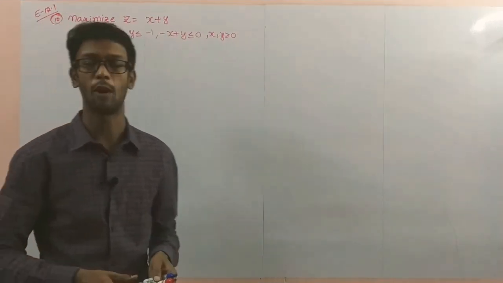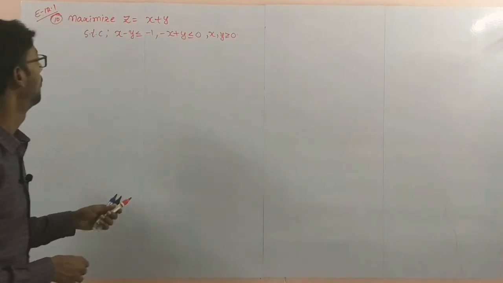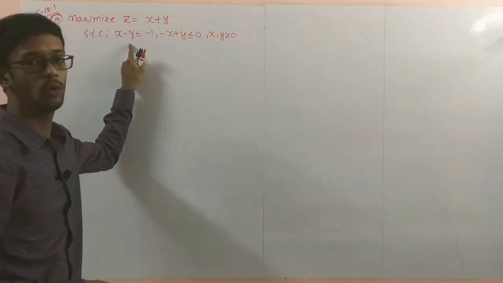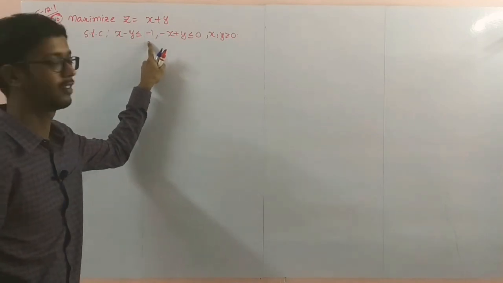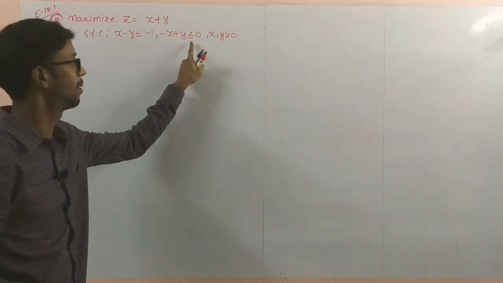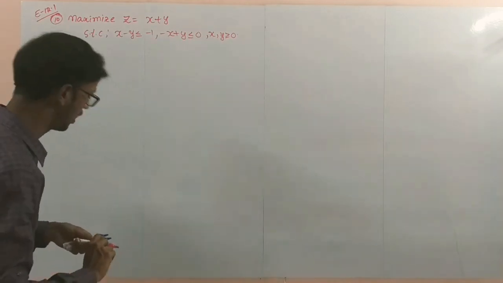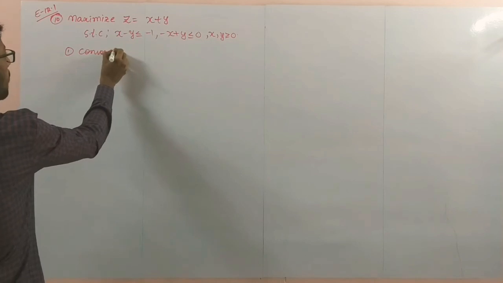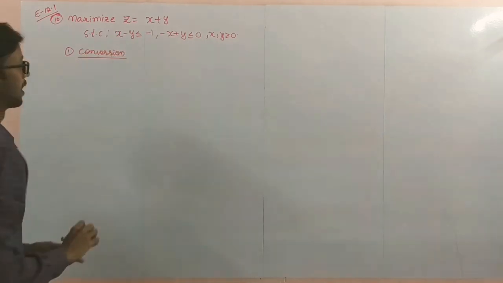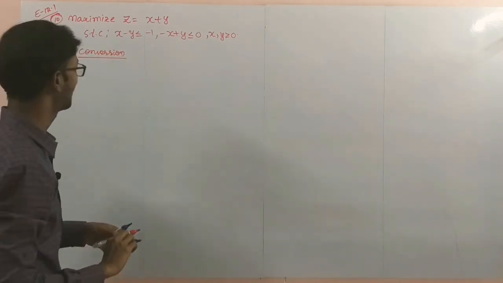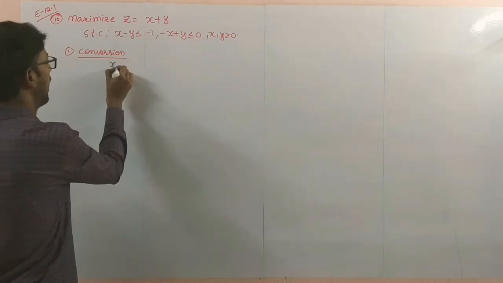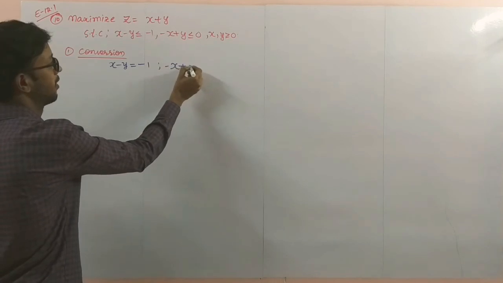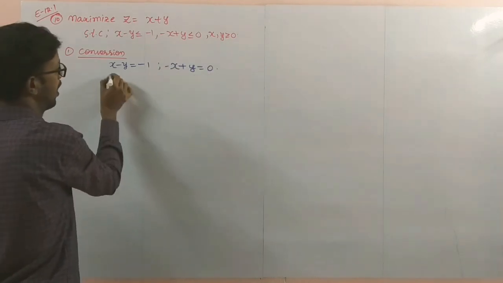Now the 10th problem in the exercise. Maximize z equal to x plus y, subject to constraints x minus y is less than or equal to minus 1, minus x plus y is less than or equal to 0. First step is conversion. So take the conversion here: x minus y equal to minus 1, minus x plus y equal to 0. Draw the two lines.